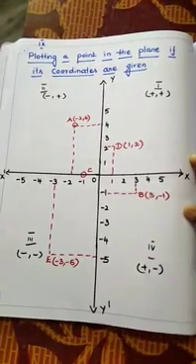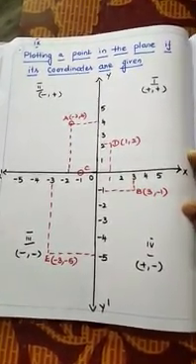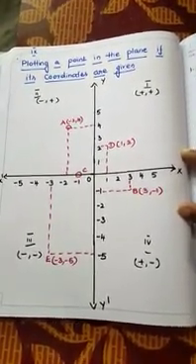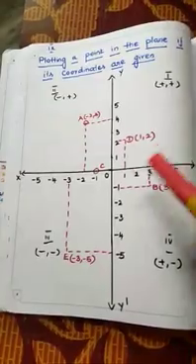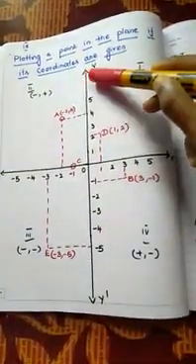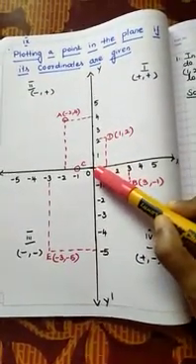Now I am going to explain plotting a point in the plane if its coordinates are given. First I am going to explain the horizontal line and the vertical line meet at one point. That point is the origin. The horizontal line is called the x-axis and the vertical line is the y-axis. The origin value is (0, 0).